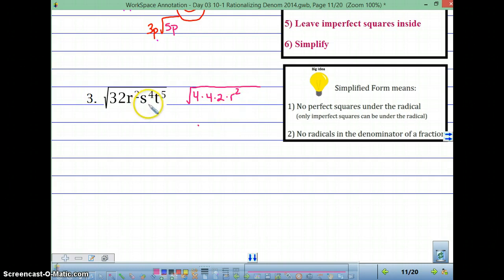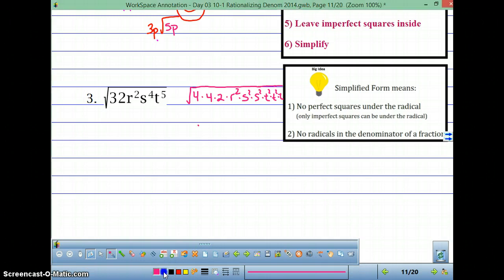S to the 4th. Is that a perfect square or not? It is a perfect square. We can say that that's s squared times s squared. Finally, we've got t to the 5th. How do we do that? Well, we can say that's the same thing as t squared times t squared times t. All right, let's find our perfect squares and move them out from under the radical. We're going to move the square root of the perfect squares out from under the radical. Look at this, I've got a pair.